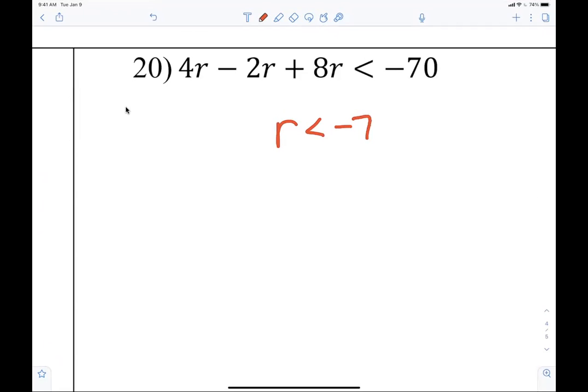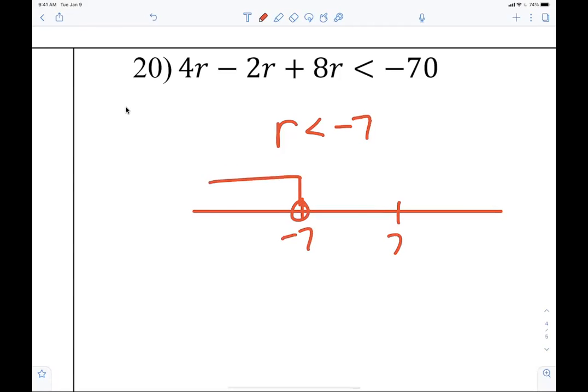All right, just do the answer. Practice. All right, so r is less than negative 7. So what kind of dot? Open, going to where? Left. Any issues with 20? All right, here we go.